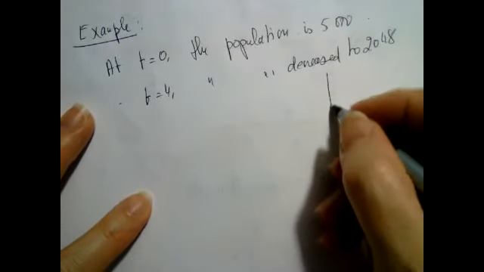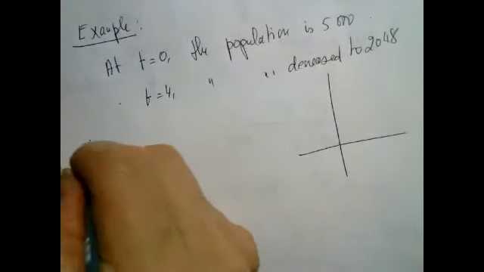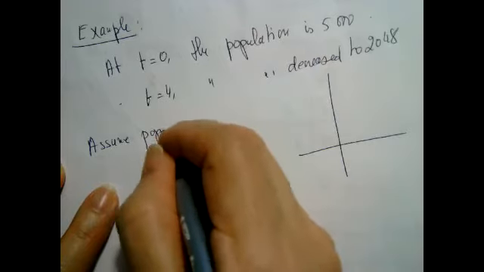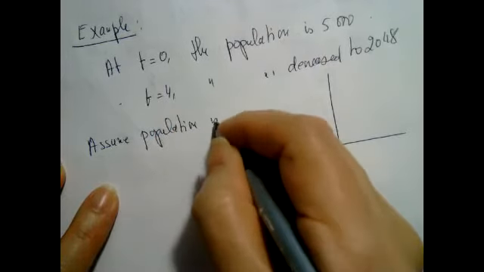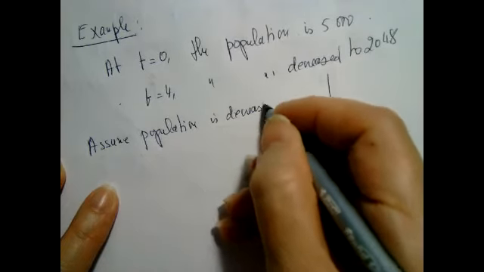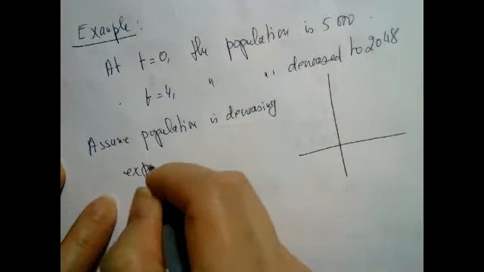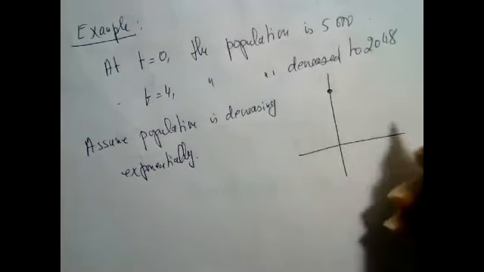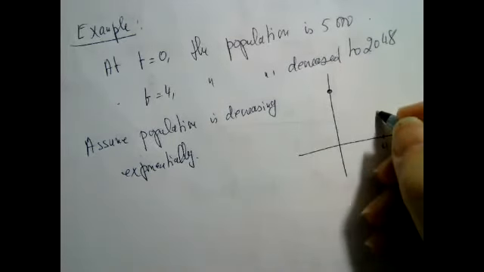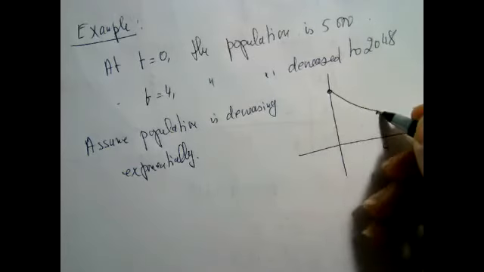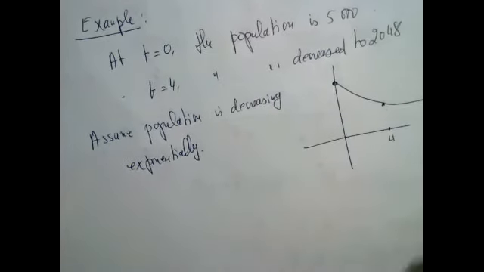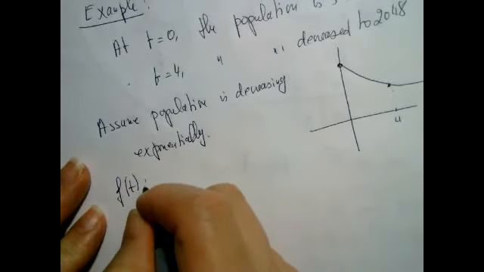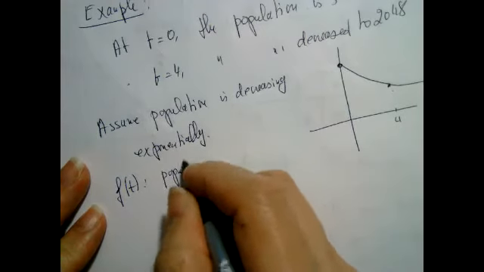Okay, so we have an exponential decay. We're going to assume the population is decreasing exponentially. So the population was at 5,000. After 4 years, it went down to 2048, and it is decreasing exponentially. So it's not linear. It doesn't change by the same amount. So let f of t be the population after t years.